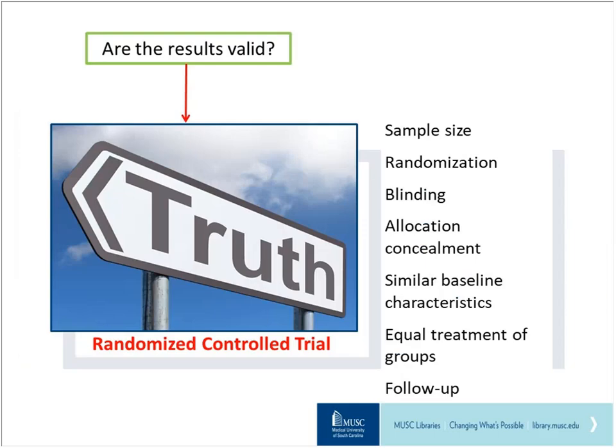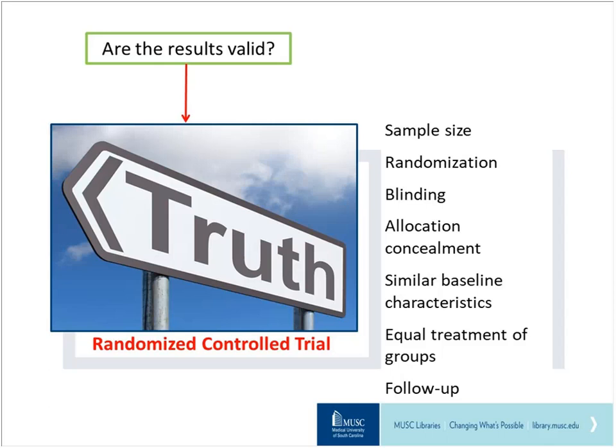So if we look at randomized controlled trials and we start to ask that question, are the results valid, there are a few things we really want to hone in on. The first is sample size. How big is the sample? Did they do a power calculation? So do they know that they have enough people in the study to be able to ensure that any statistical difference is real?